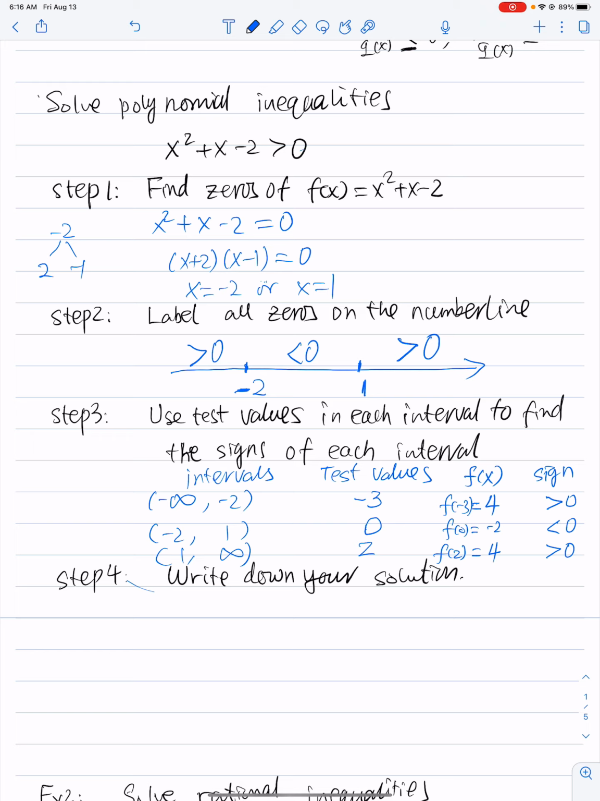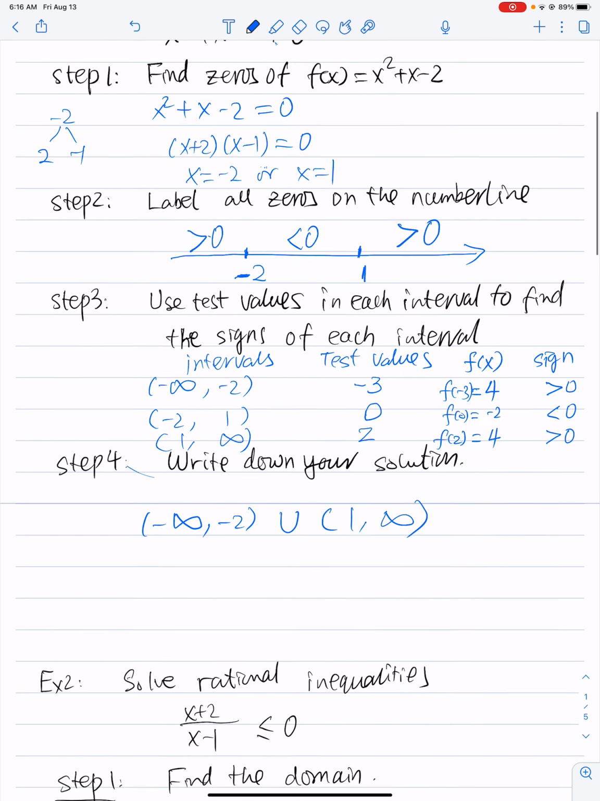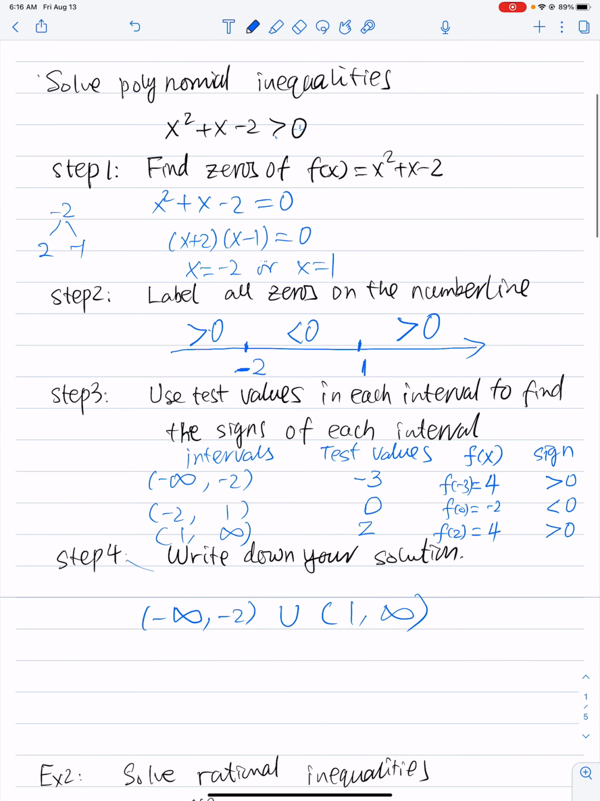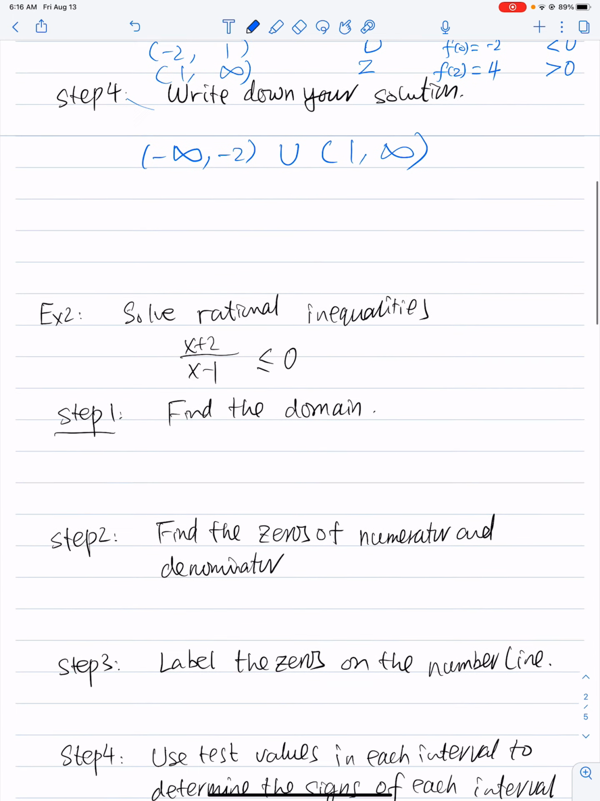So what do we want for our solution here? We want bigger than 0. So which are the two intervals we want? Negative infinity to negative 2 union 1 to infinity. This is our solution to the polynomial inequality. Pretty straightforward, yeah? Okay, so the next one.